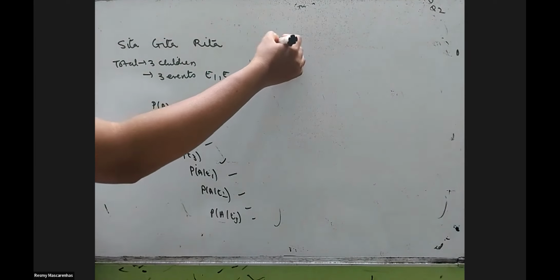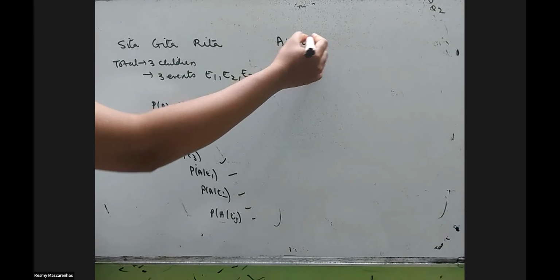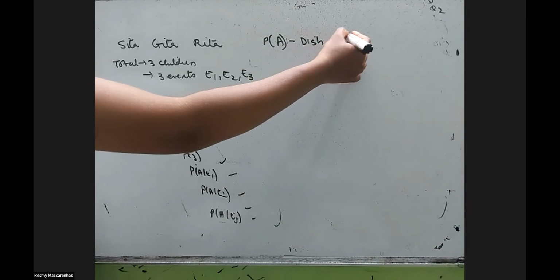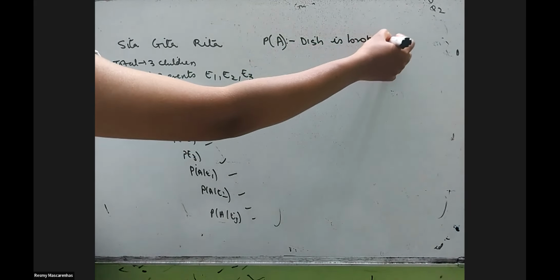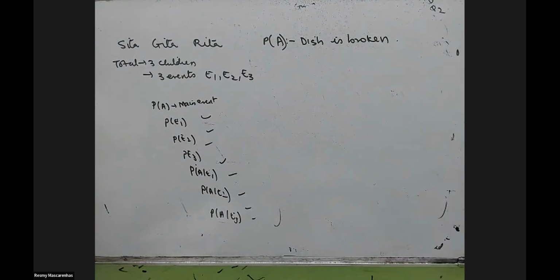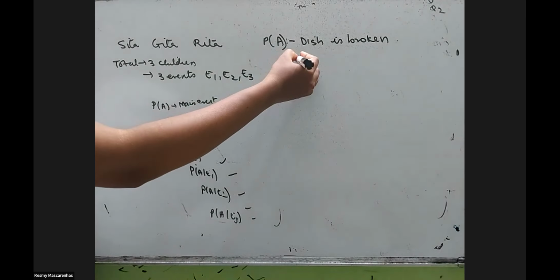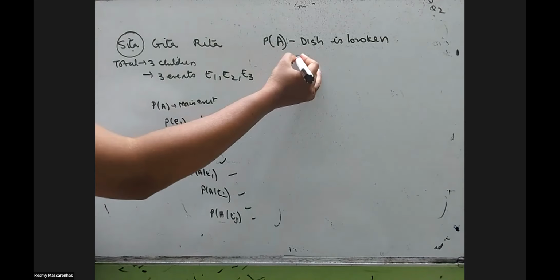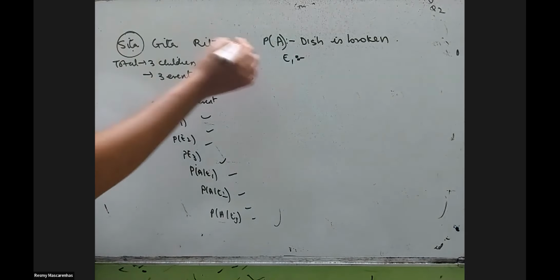So let us take the main event, P of A, that the dish is broken. That's the main question, so that becomes the main event. Now E1 is what? You don't know which of the girls is selected. So let us take E1, that Sita is selected. The parent goes and selects Sita.